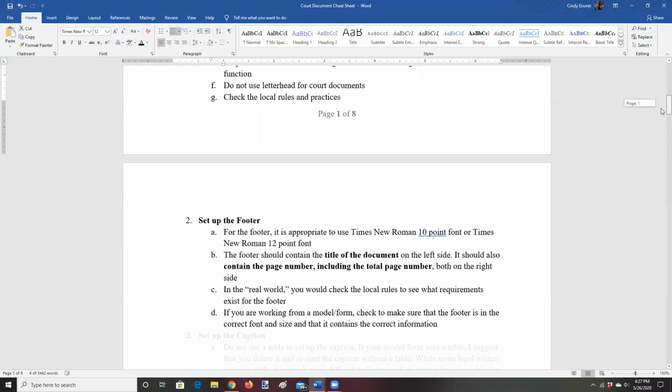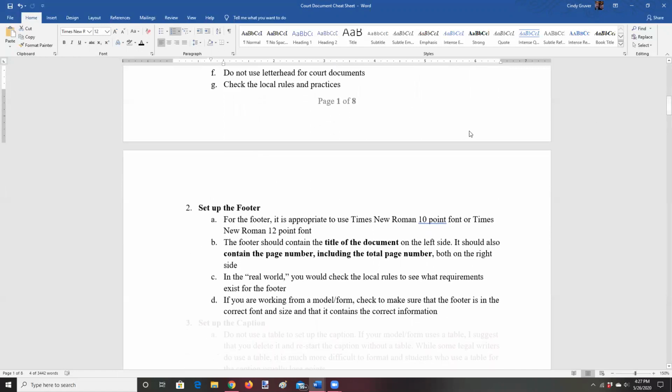The next thing that we're going to talk about is setting up the footer. Okay, so we saw that we need to have both the name of the document and the page number in the footer. Now, for the footer, we can use Times New Roman 10 point or you can use 12 point. It's really whatever you prefer. I'm going to use 10 point though for the footer. You need to give the title of the document and you need to include the page number.